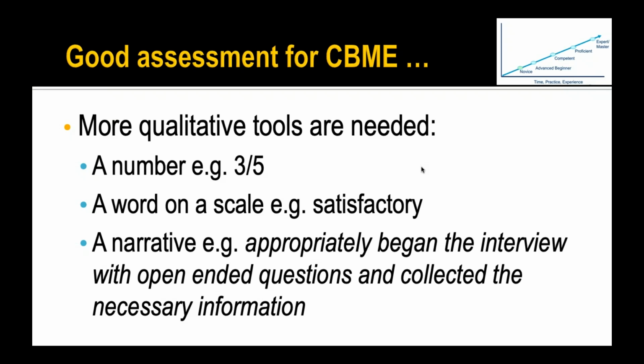It could be a number, 3x5, 2x5, which probably doesn't convey anything to the student. Or it could be a word on a scale: poor, satisfactory, good, very good, excellent. Again, it doesn't really convey to the student that if he is unsatisfactory, what should he do? Or if he is being said good, then what was good he did so that he can do it next time again? Or it could be a narrative.